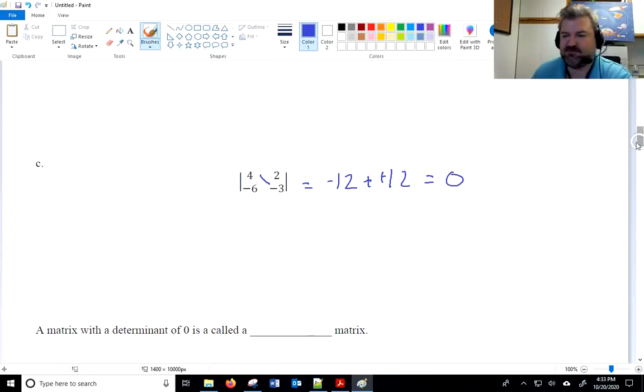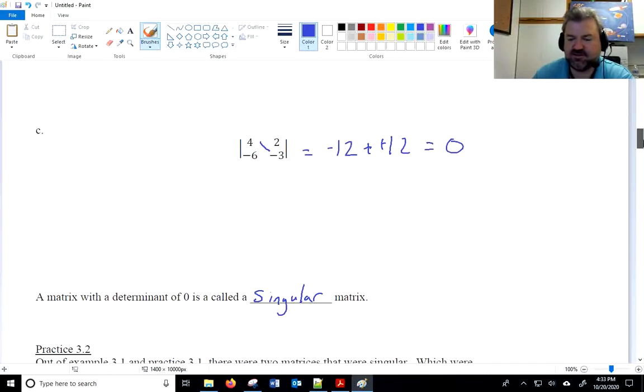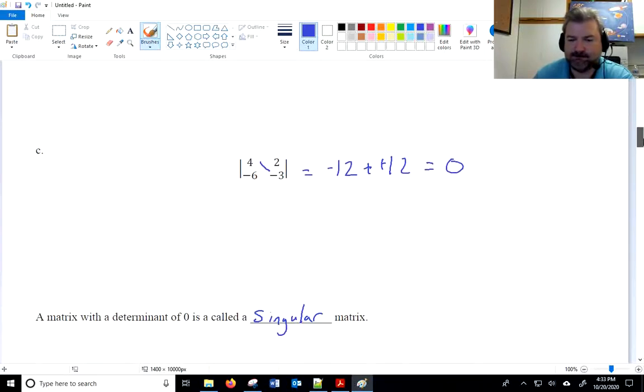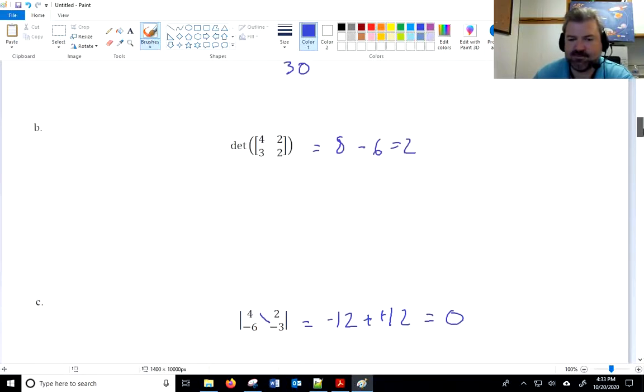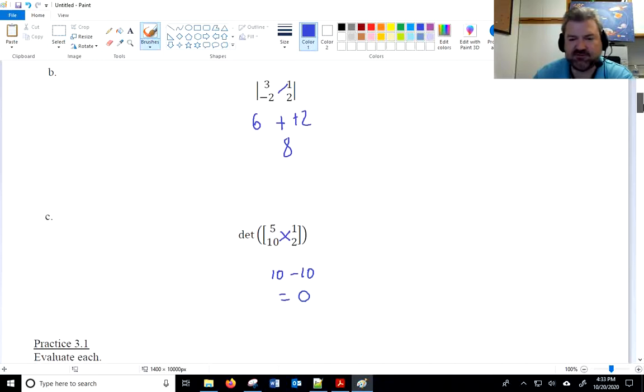All right, well, we've seen a couple matrices now that had a determinant of 0. A matrix with a determinant of 0 is called a singular matrix. Out of example 3.1 and practice 3.1, there were two matrices that were singular. Which were they? What did you notice about how the values are related? So let's go back and look at them. Here's this one. And there's that one. Take note of what you notice.